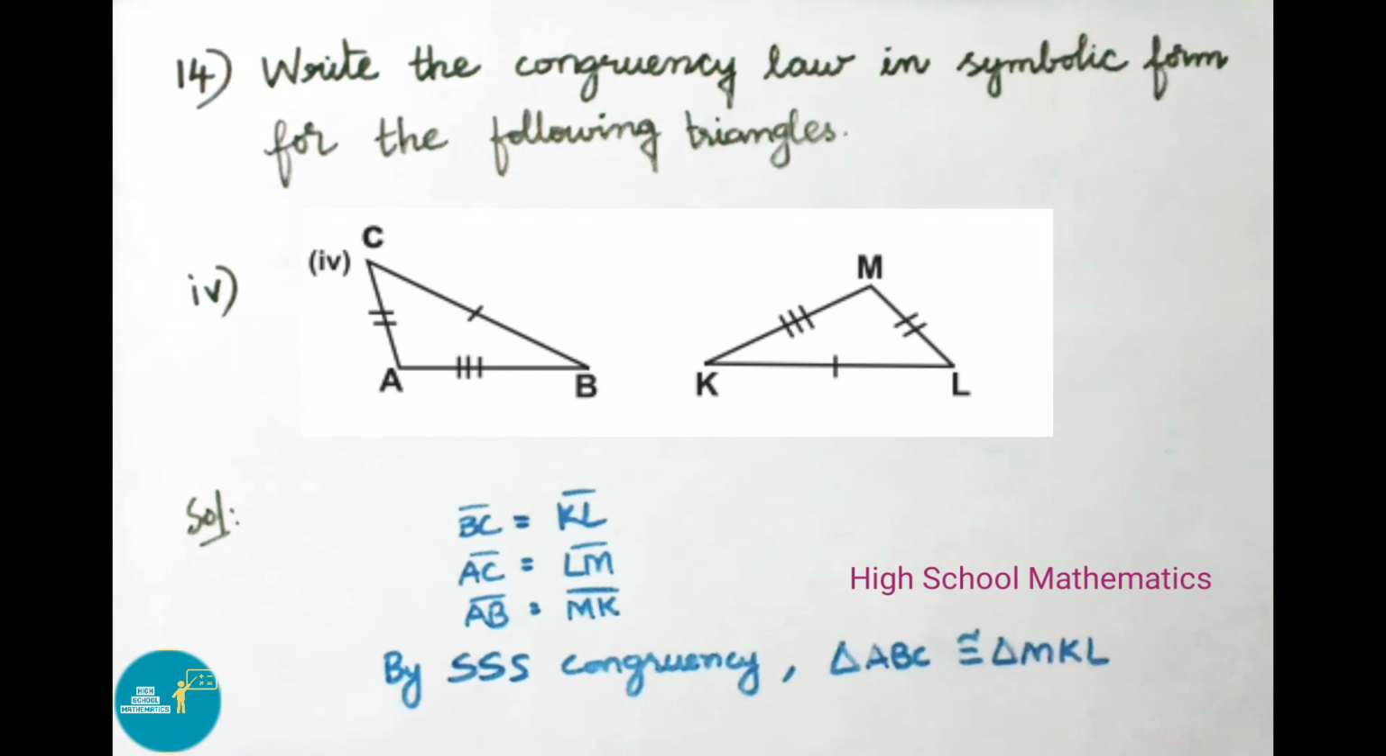See now 14th question, fourth sum. Observe the given triangles. Side BC is equal to KL, side AC equals side LM and side AB equals side MK. So by SSS congruency, that is side-side-side congruency, we can say that triangle ABC is congruent to triangle MKL. Today we have seen chapter 5 triangles unit exercise 6th sum onwards up to 14th sum.